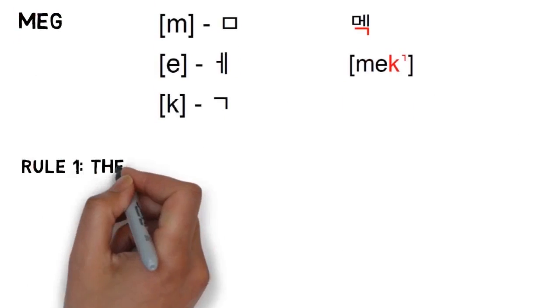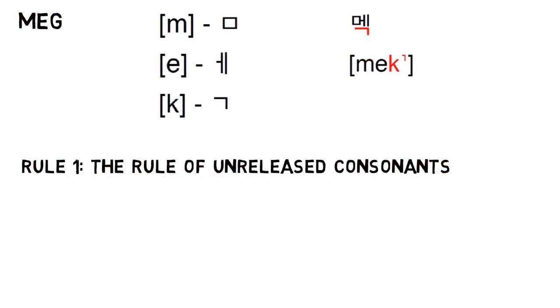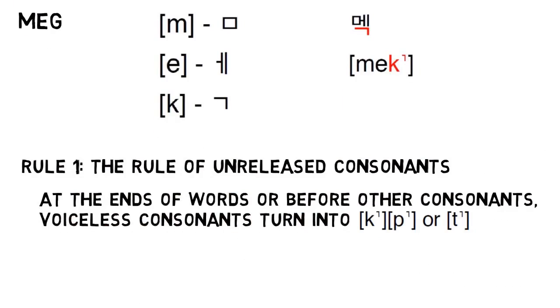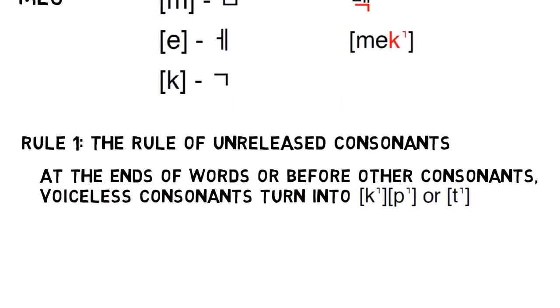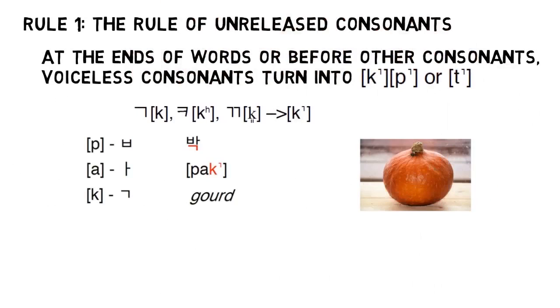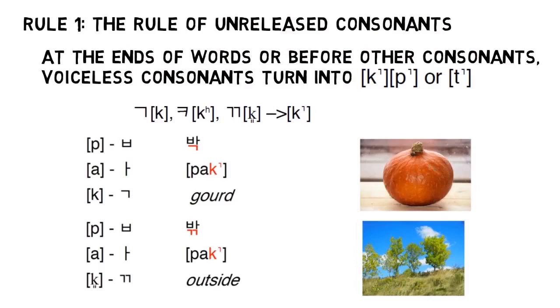And that takes us to our very first rule, the rule of unreleased consonants. If any one of Korean's unvoiced consonants comes at the end of a word or before another consonant, it's going to turn into one of three sounds: unreleased K, unreleased P, or unreleased T. So if you combine b, a, ak, you get ba. And interestingly enough, if you combine b, a, and g together, where the last letter is a tense K sound, you still get the exact same pronunciation, ba.